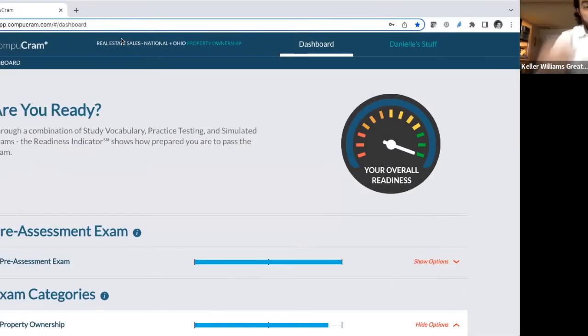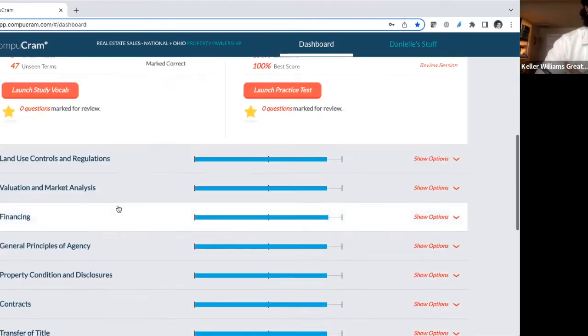All right, what do we have here? Financing, anything with math, property ownership, and agency. I think we can cover most of those this evening. We'll start with financing and then we'll hit real estate calculations.